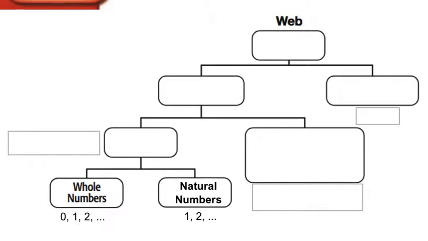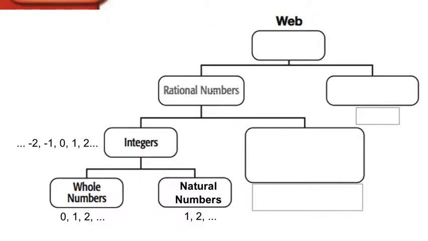Now, those two number systems together are called the integers, but with the integers, we also add the concept of negative numbers. So it's all of the positive and negative natural numbers and whole numbers. So those are called integers. And then we move up another level to the rational numbers.